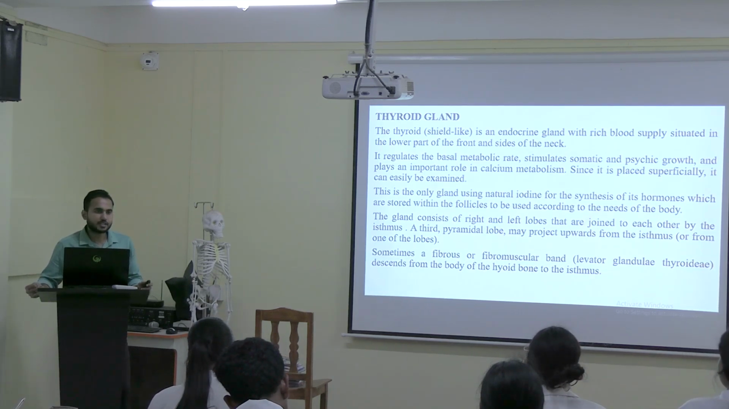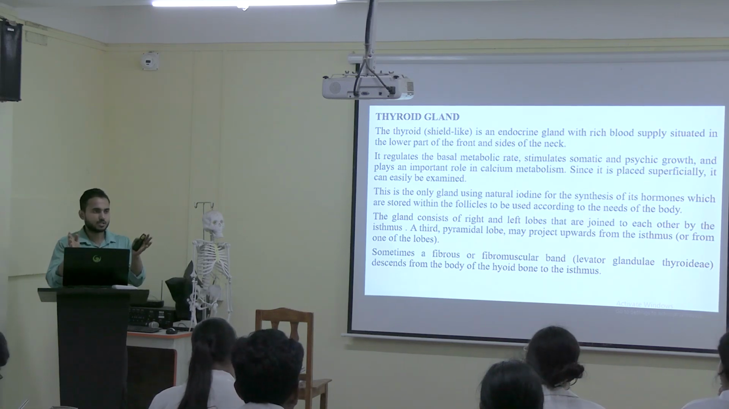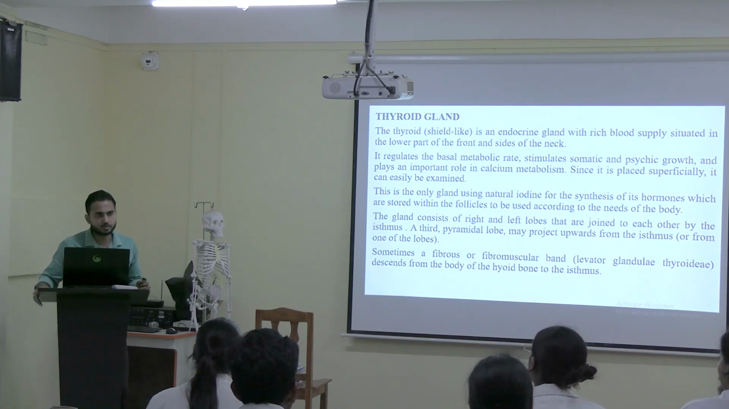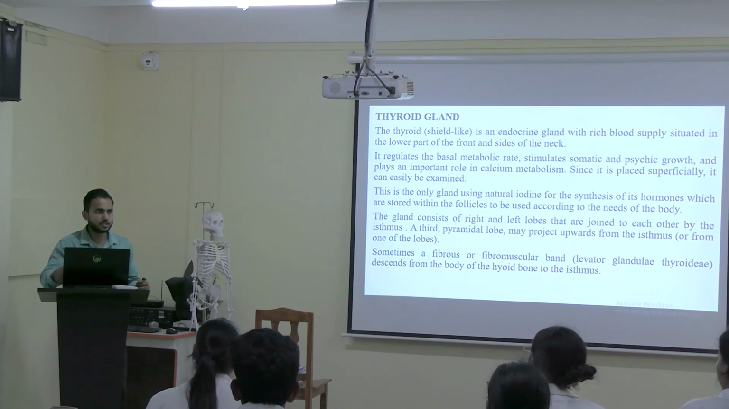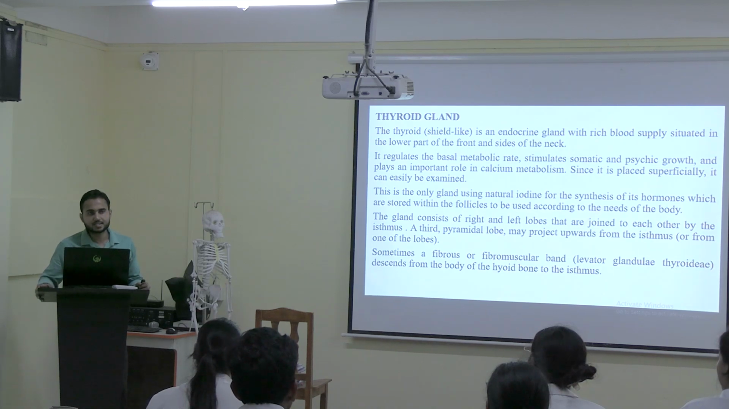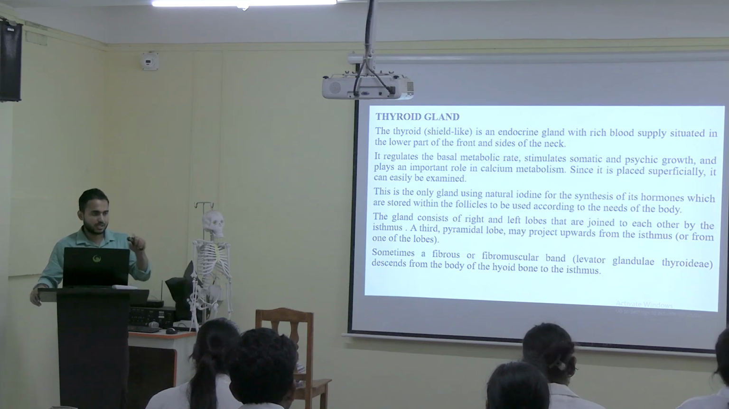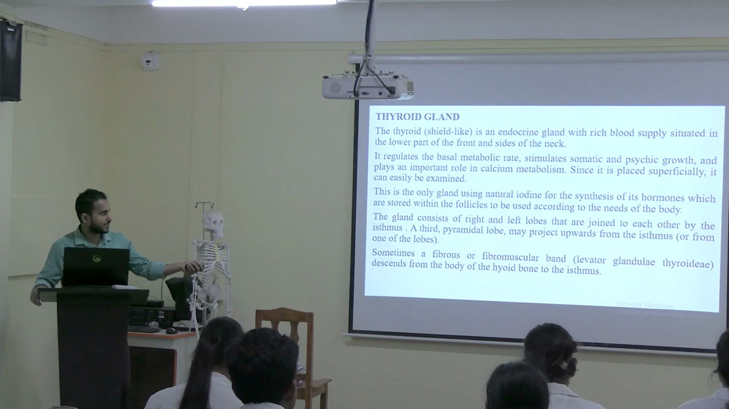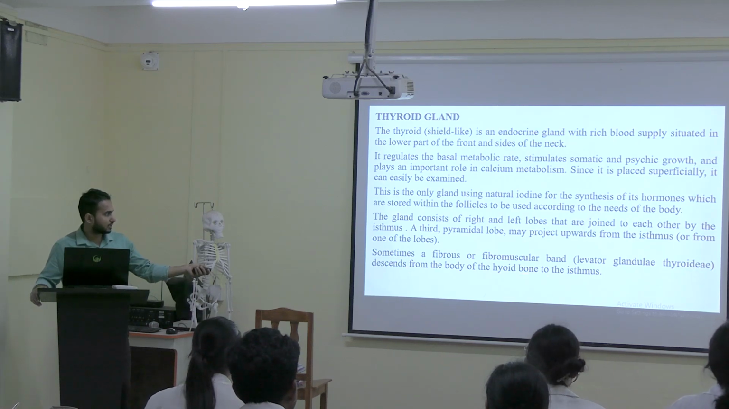Next, what are the parts of the thyroid gland? There are two lateral lobes, right and left, and they are connected by the isthmus. Occasionally a third lobe appears from the isthmus, but it is occasional; every time it is not present. Next, there is a fibromuscular band extending from the isthmus to the hyoid bone, called the levator glandulae thyroideae. It descends from the body of the hyoid bone to the isthmus of the thyroid gland.